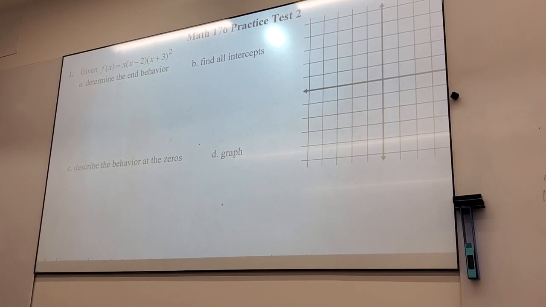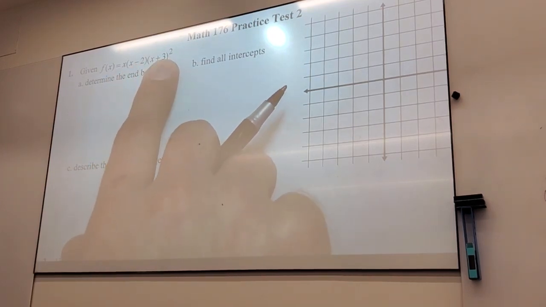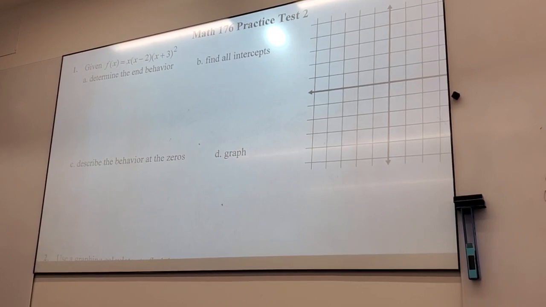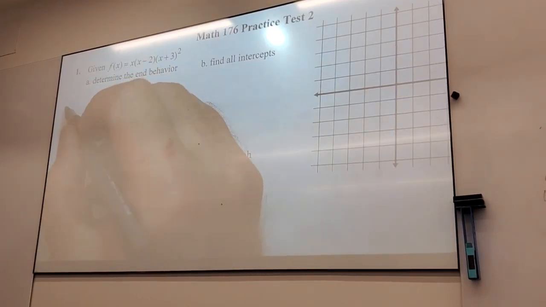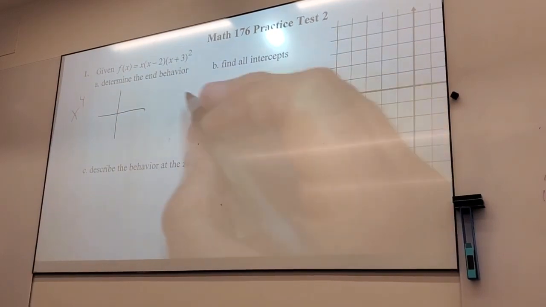If I did multiply this out, this gives me 1x, that's another x, and that gives me 2. That's x to the 4th, plus other terms. Do not multiply that out. That's crazy. There's no need to do that, right? So what would the end behavior be for this? Up and up.